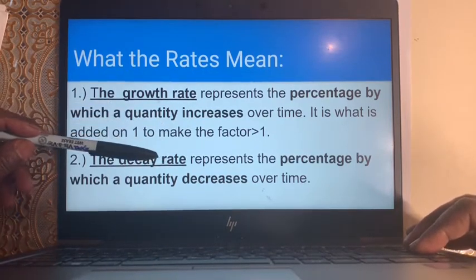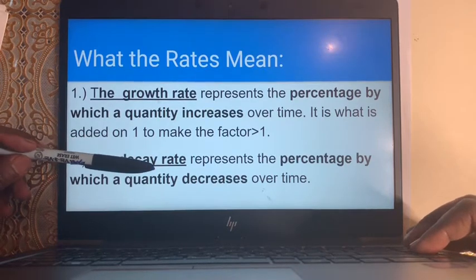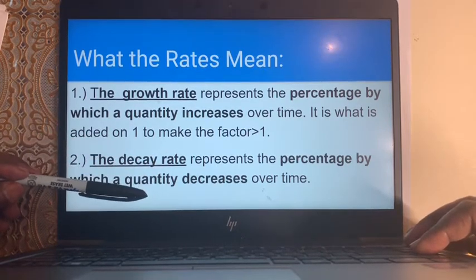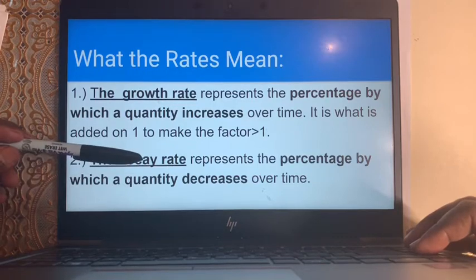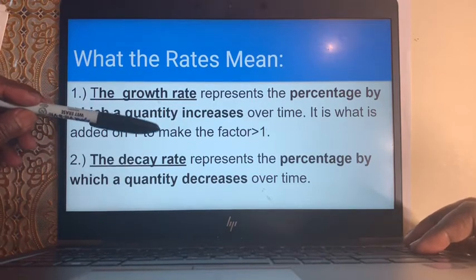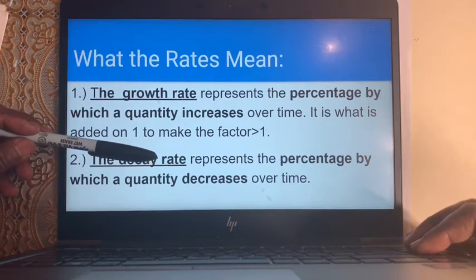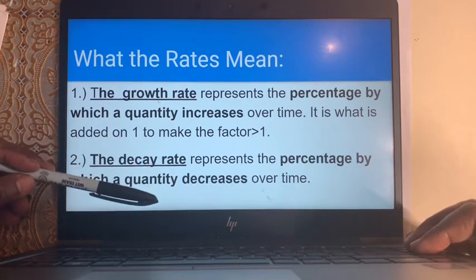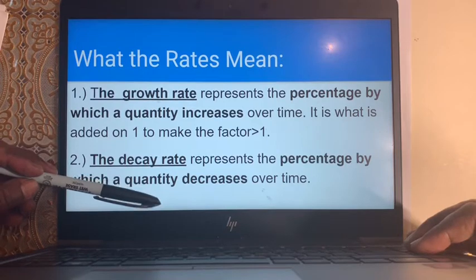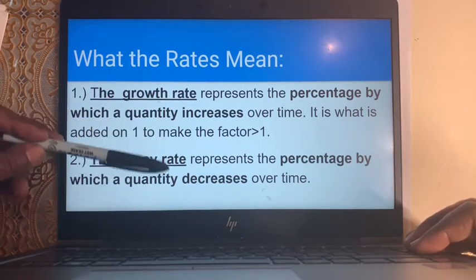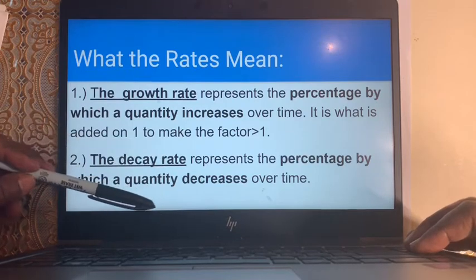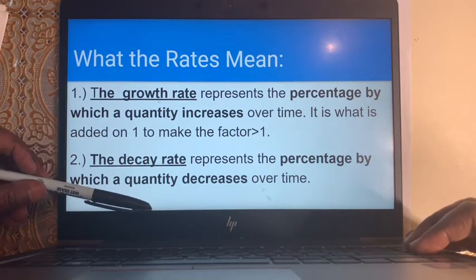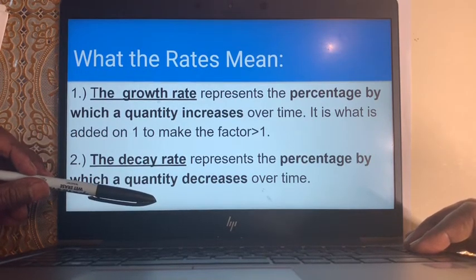The decay rate represents the percentage by which the quantity decreases over time. That is what makes the function a decreasing one. Usually this percentage is given in decimal, whether we are using increasing or decreasing exponential functions. The percentage is used as a decimal.